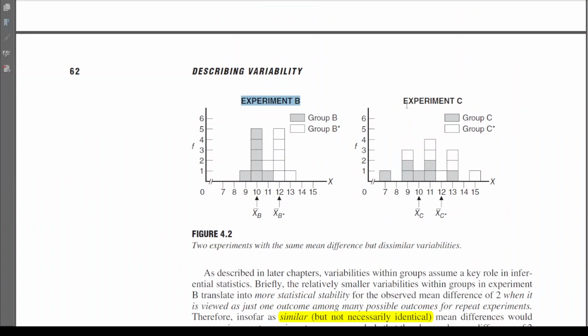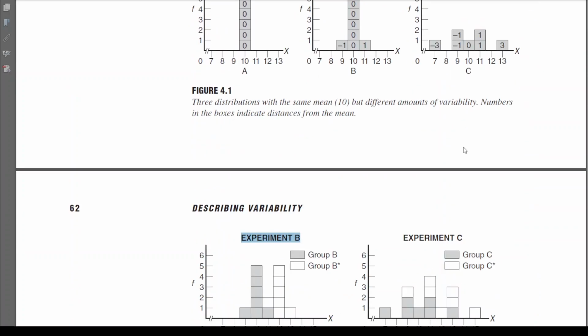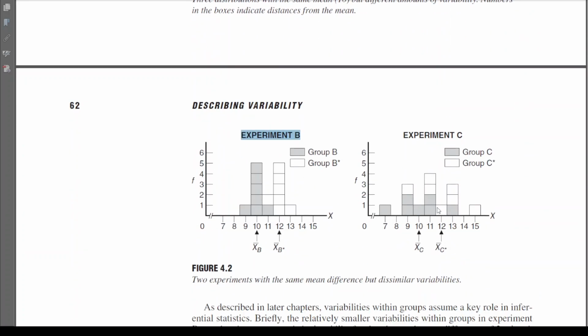Now, there is experiment C, which is conducted over the group C. The shaded portion are the scores of the control group, and the unshaded portions are the scores of the treatment group. As we can observe from these figures, the difference is more pronounced in experiment B than in experiment C. In experiment C, what we observe is that there is a large amount of overlap between the scores of the control group and the treatment group.